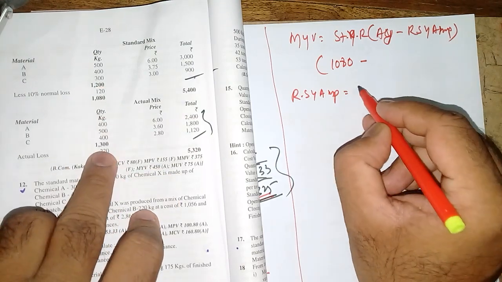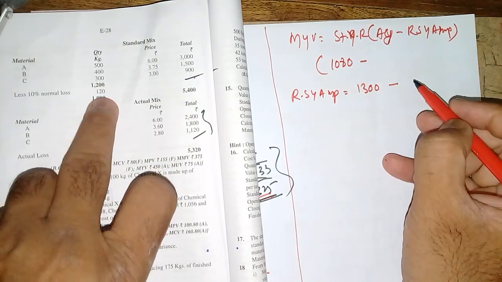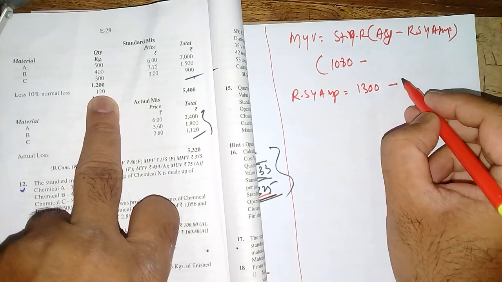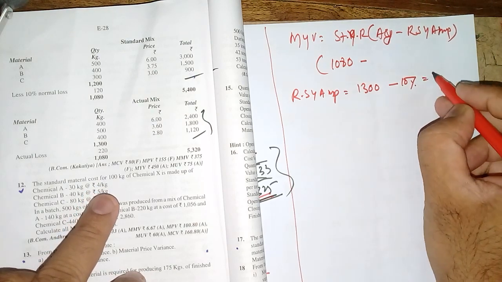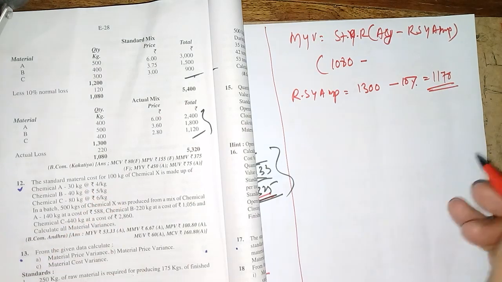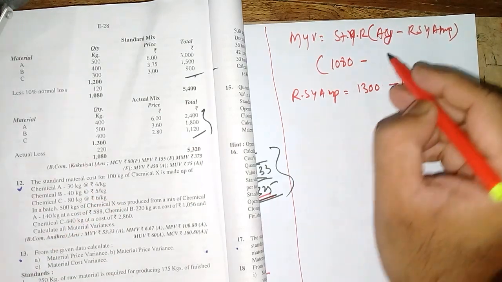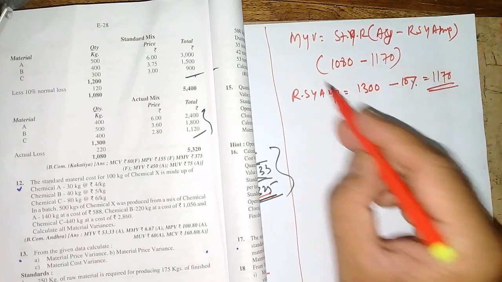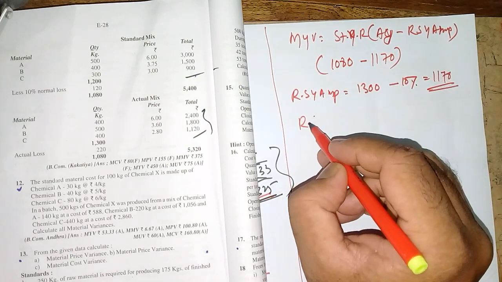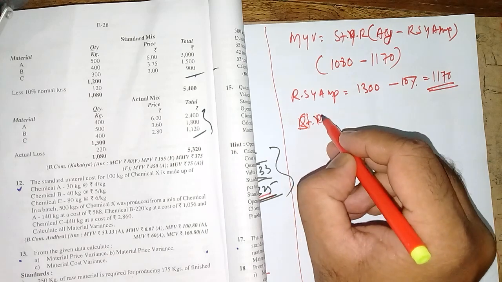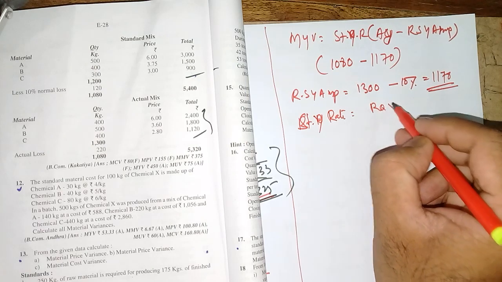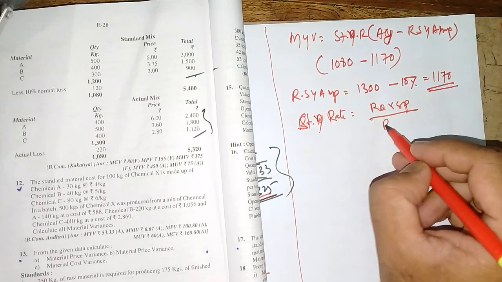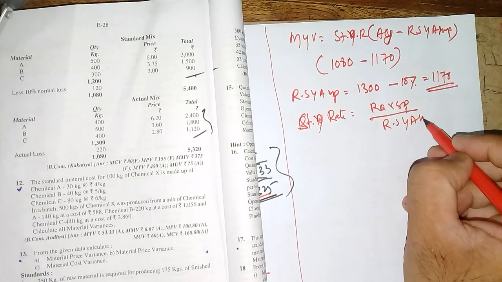Actual input is 1300 minus standard loss is 10%. By observation we can say it is 10%. So 1300 minus 10%, we are getting 1170, right? So this is our revised standard yield for actual input, 1170. Now we need to get revised standard yield rate is equals to RQ into SP divided by revised standard yield for actual input.